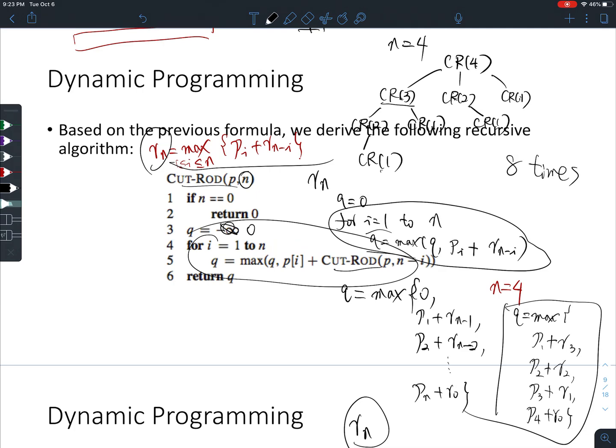So even though this pseudocode seems cool, it still gives us the 2 to the power of n complexity, and this is something that we don't want. This is definitely something that we don't want.